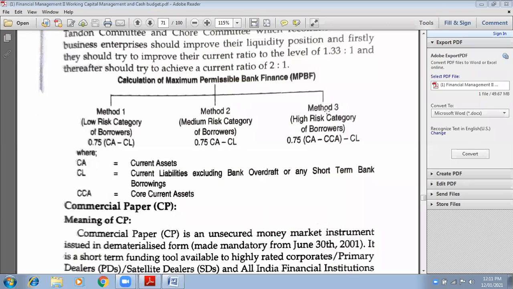Next is method number 3. In this method, high risk category borrowers are selected, those who can take high risk. In this, the core current assets are to be deducted from current assets first, and then 75 percentage has to be calculated on that amount, and then at last you have to deduct current liabilities. So there is a little difference among all these formulas. Now, what is this core current asset? It will be given in the questions.